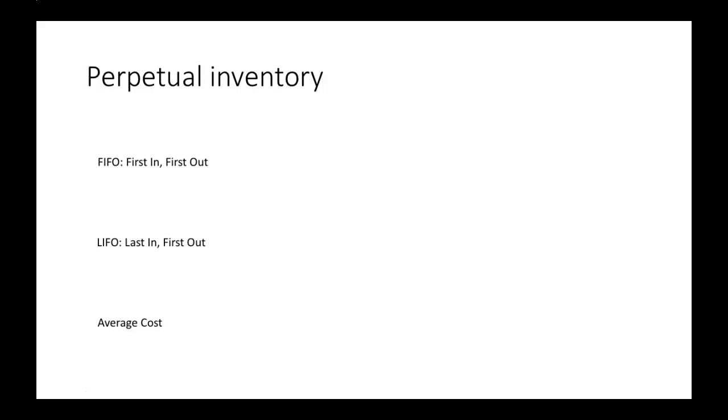Now there's going to be some pros and cons for these different cost flow assumptions, right? So FIFO is going to give you a lower cost of goods sold. So that sounds good, right? Because we just talked about how cost of goods sold is an expense. So we're going to have a lower cost of goods sold, which means we have a higher net income. So things are sounding real great for FIFO, right? We want to be able to say that we have a higher net income. So FIFO sounds pretty good right now.